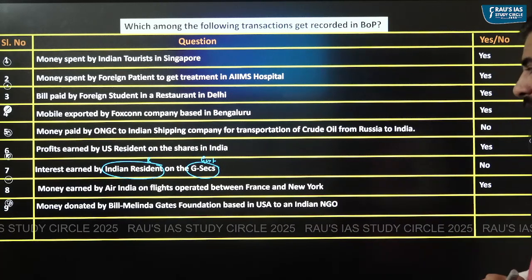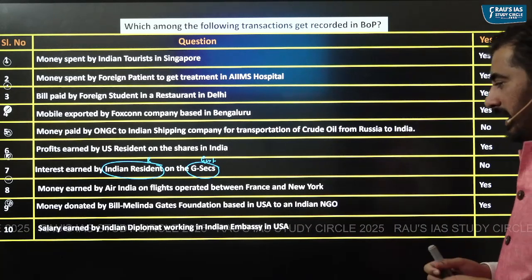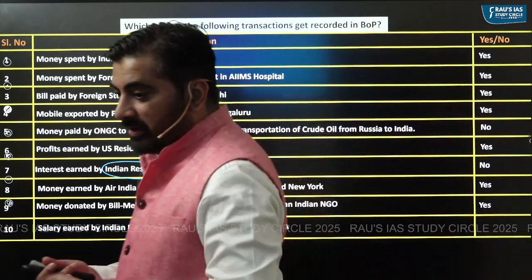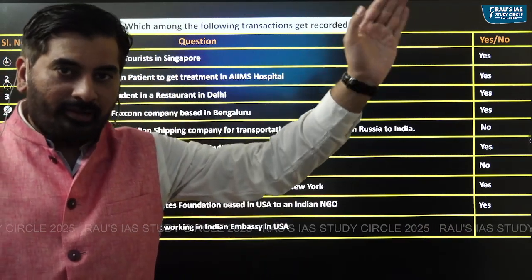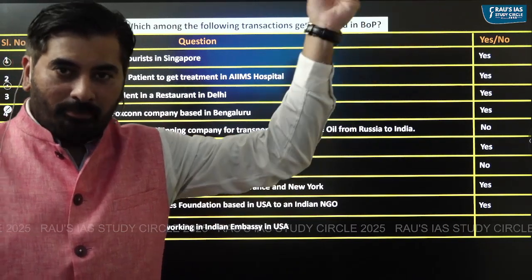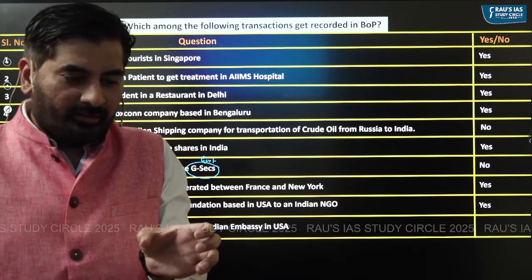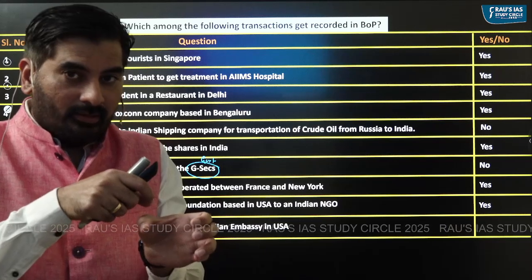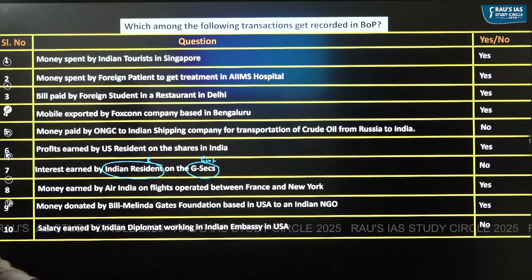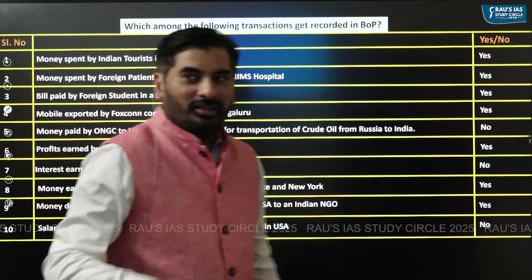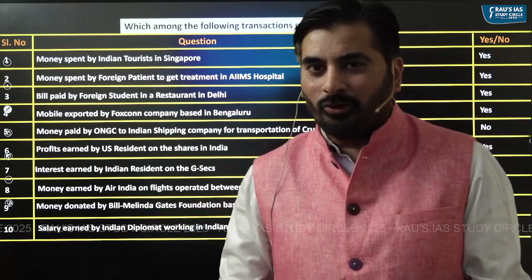Money donated by the Bill and Melinda Gates Foundation based in the US to an Indian NGO, yes. Salary earned by an Indian diplomat working in an Indian embassy in the US. Remember I told you, if you have Indian diplomats working in an Indian embassy outside India, even though they are based outside India, we'll still consider them to be Indian residents. So an Indian diplomat is an Indian resident. Now who is paying salary to that Indian diplomat? The Indian government is paying salary, no? So both are residents. So obviously it will not be accounted under balance of payment. So these are some basic things that you need to know with respect to balance of payment. So let's go into the next part now.